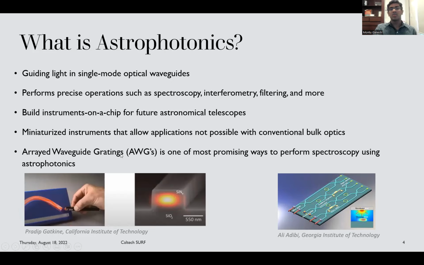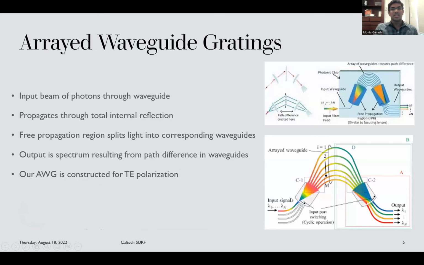So first off, what are arrayed waveguide gratings and how do they work? An arrayed waveguide grating works as such. You have an input beam of photons through a waveguide. The beam of photons will propagate through the waveguide, very similar to how photons will propagate through an optical fiber through total internal reflection. If you have a certain medium with one index and an outside medium with a lower index of refraction, and it surpasses a critical angle, the light will propagate through the optical fiber through total internal reflection. Similarly, it'll propagate through the waveguide very similarly to total internal reflection.